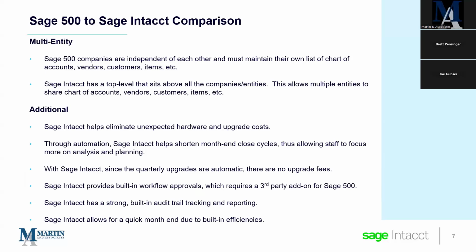Some additional things here. Sage Intacct helps eliminate unexpected hardware and upgrade costs like we talked about. Through automation, Sage Intacct helps shorten month-end close cycles, thus allowing your staff to focus more on data analysis and planning items. With Sage Intacct, since the quarterly upgrades are automatic, as we mentioned, there are no upgrade fees for that. Sage Intacct provides built-in workflow approvals, which require a third-party add-on to do the same functionality in Sage 500. Sage Intacct has a strong built-in audit trail tracking and reporting. And Sage Intacct, as we talked about, has a quicker month-end due to some built-in efficiencies that it has.